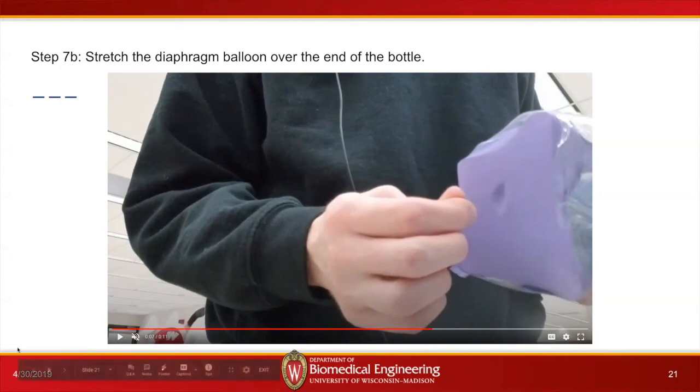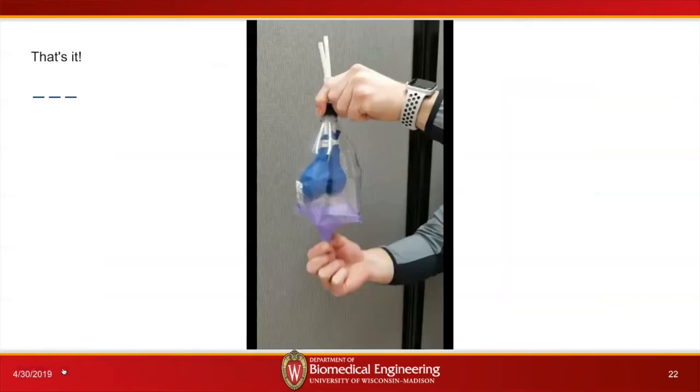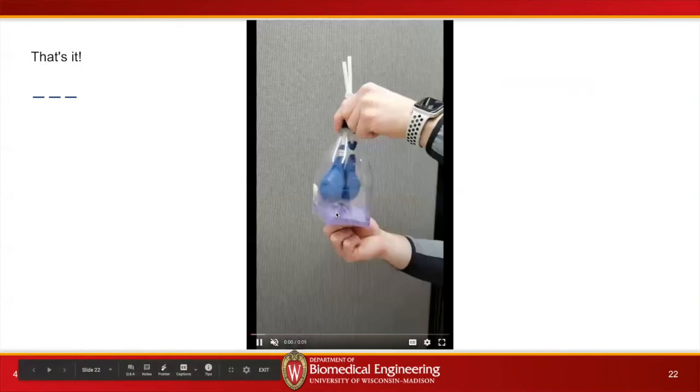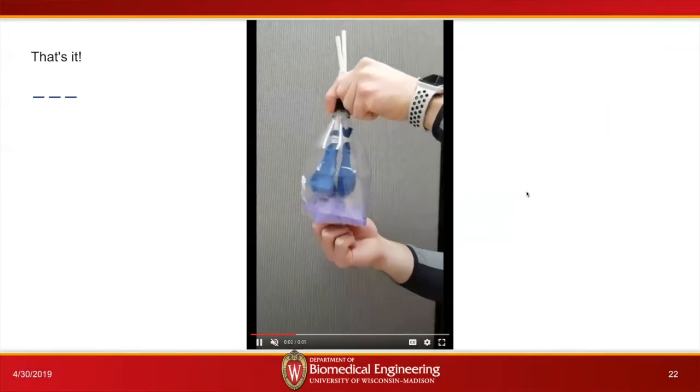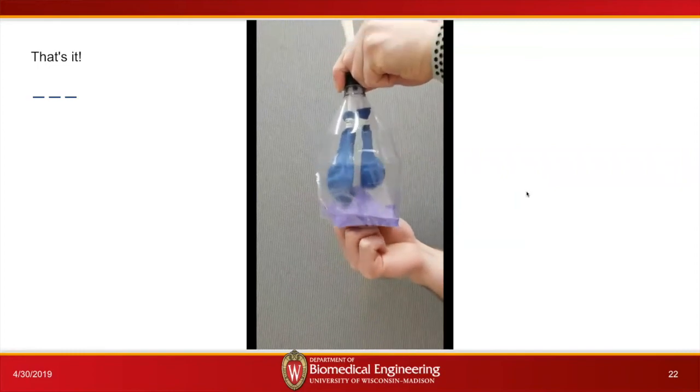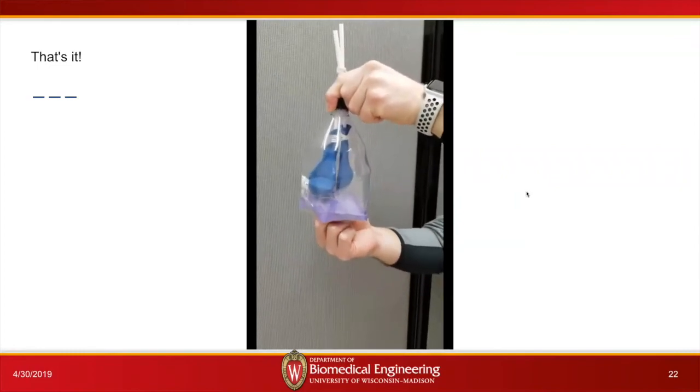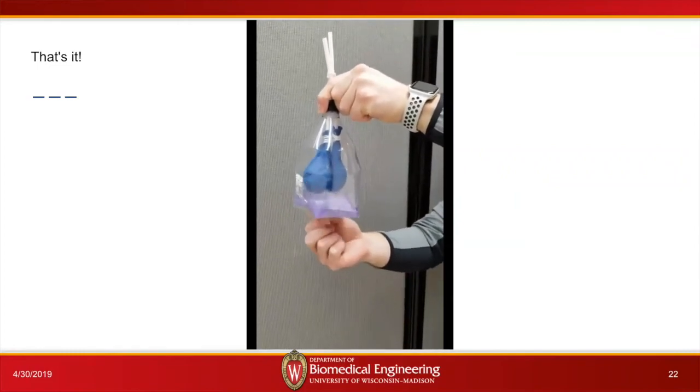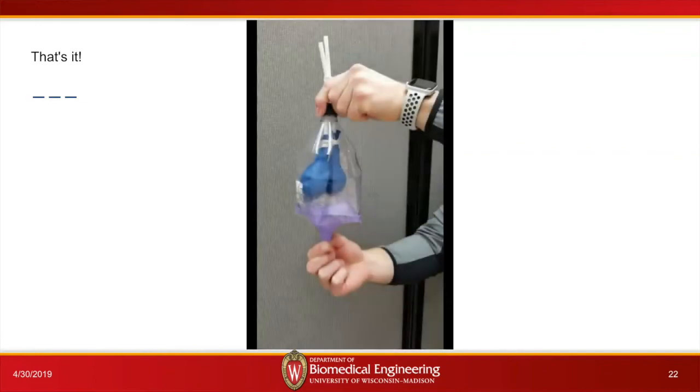So this stretched balloon represents the diaphragm muscle, and as you pull it in and out, it will adjust the volume of the lungs. So by pulling down on the balloon, you're simulating the diaphragm contracting, which inflates the lungs. And this is what happens when you breathe in. When you let go and the diaphragm relaxes, the lungs deflate, and this is what happens when you breathe out.